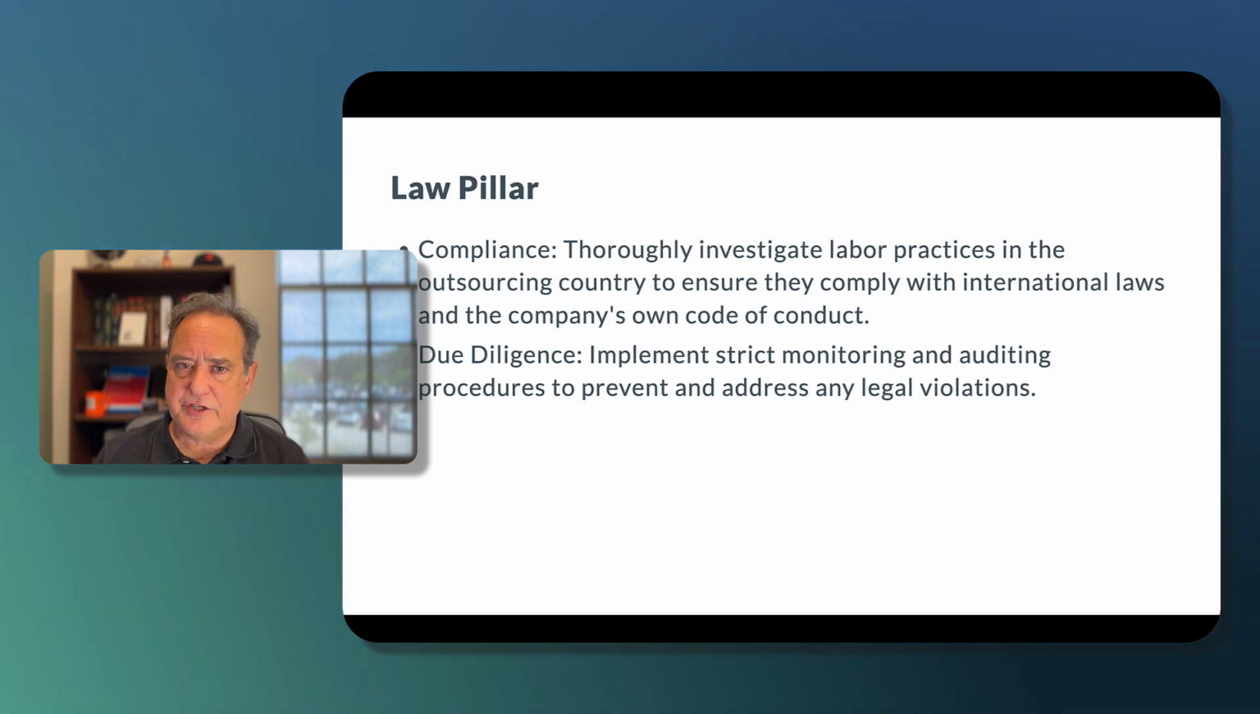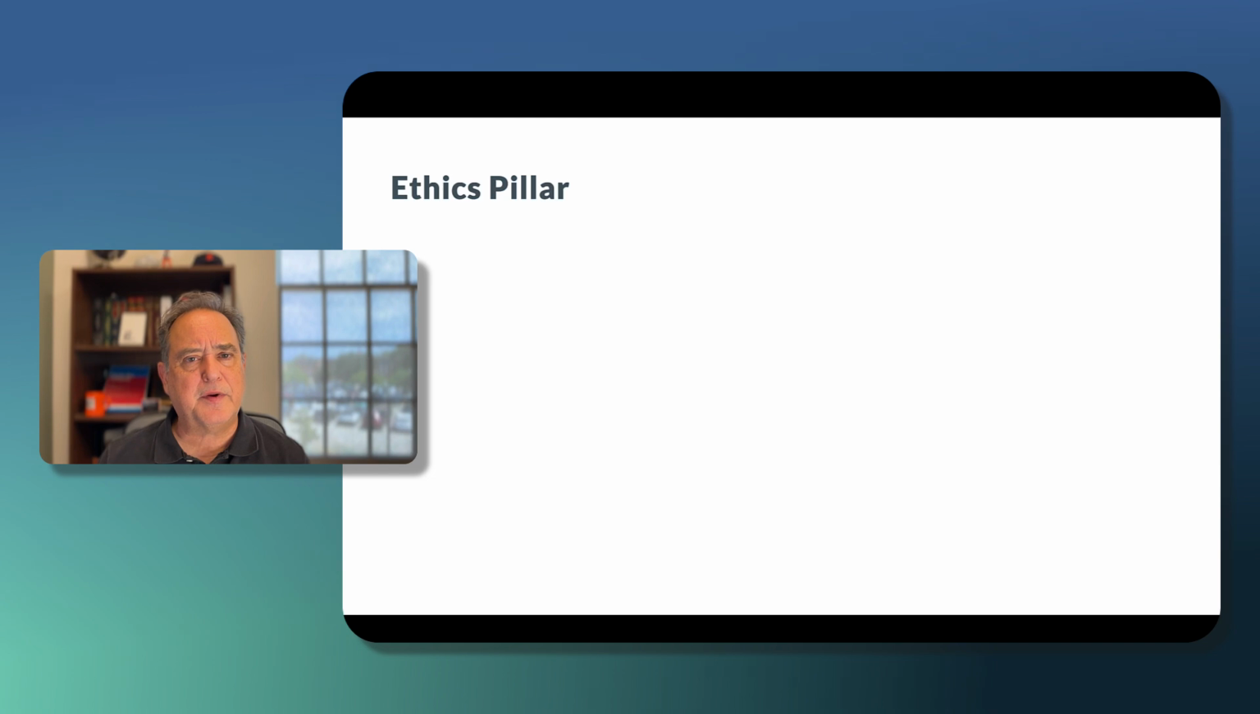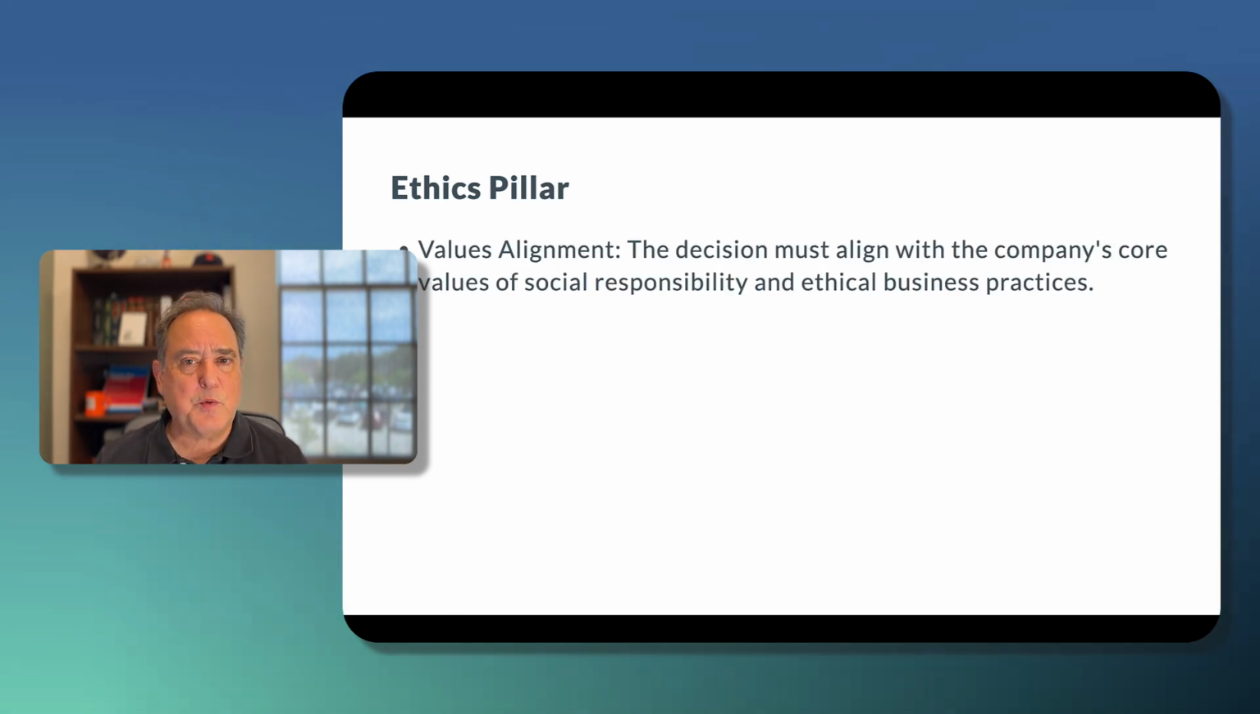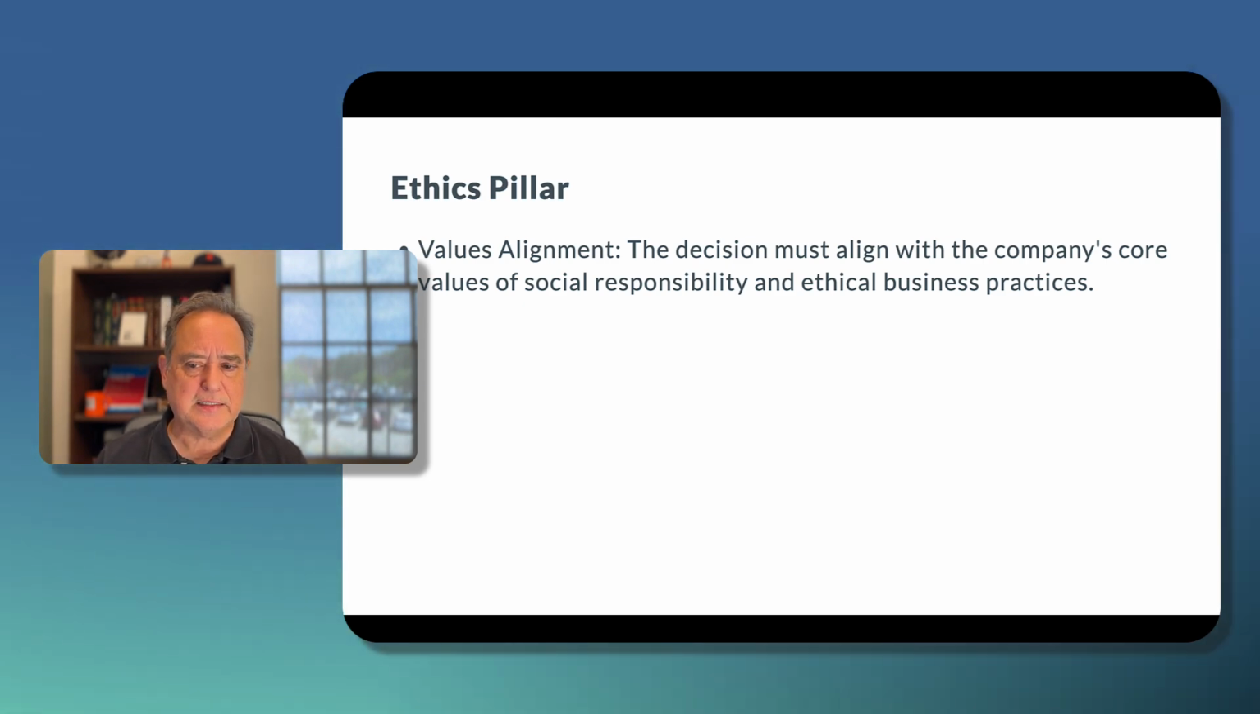So that's the strategy pillar, the law pillar, and now we turn to ethics. Remember, in the three-pillar method, we look to see, first of all, does the decision create value? That's strategy. Is it legal? And that's the law pillar. And now we turn to the ethics pillar. In this case, we want to make sure that our decision, in terms of whether to outsource or not, aligns with our company's core values of social responsibility and ethical business practices.